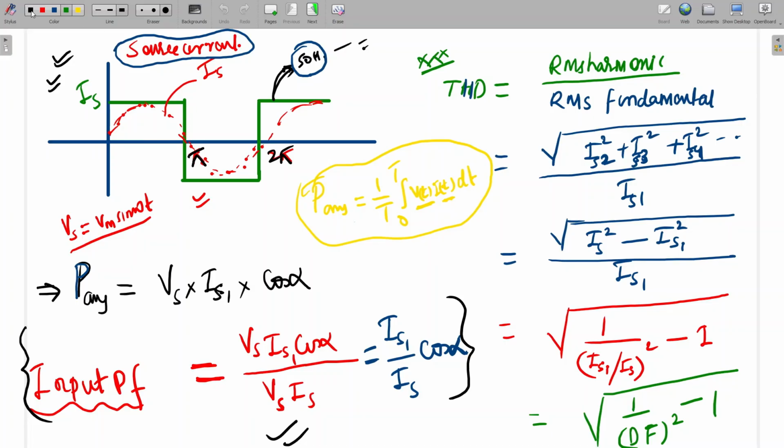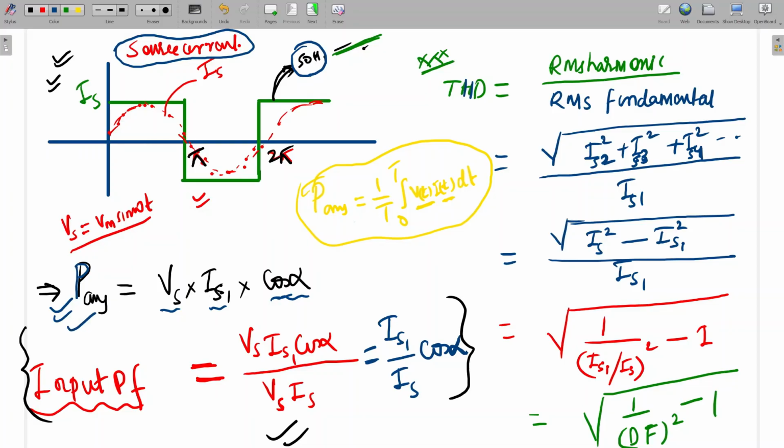This square wave we can convert using Fourier analysis. The Fourier analysis has a 50 hertz component and other components also. But what will be the average power equation? The average power will be Vs into Is1 into cos alpha. Here alpha is the phase angle difference between the source voltage and the fundamental, 50 hertz, source current. Is it clear up to now?